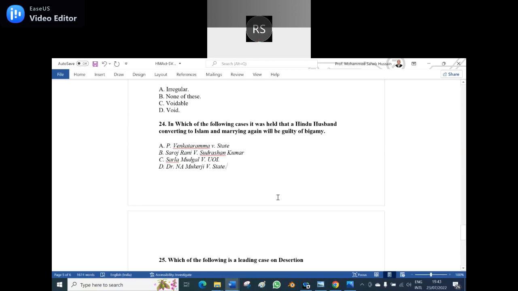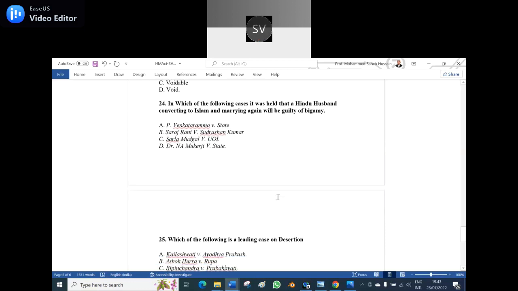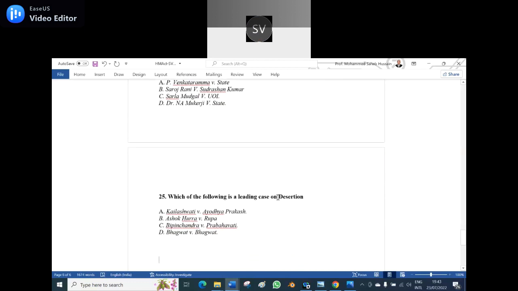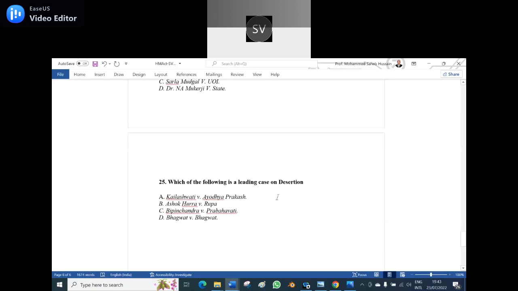Can someone give me the facts of the case? Yes, sir. Proceed. Yes, 25th question. Can someone give an explanation regarding P. Venkatramana versus State? Sir, 24th question, sir. Please scroll.